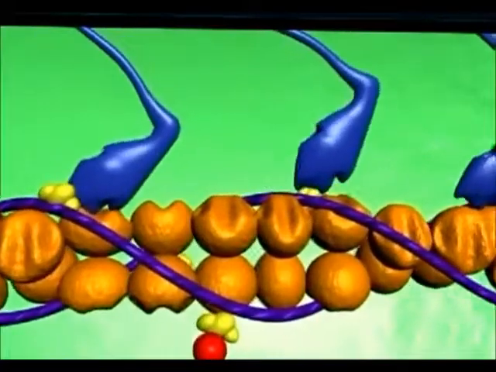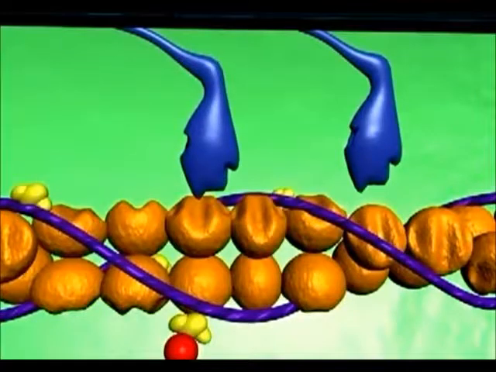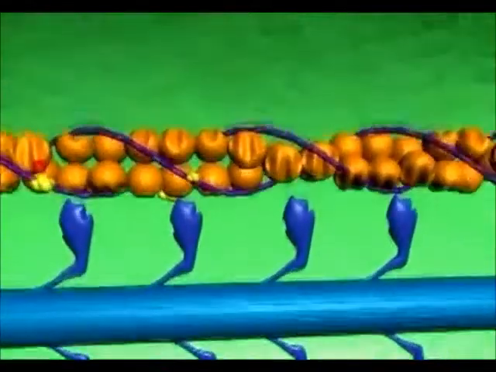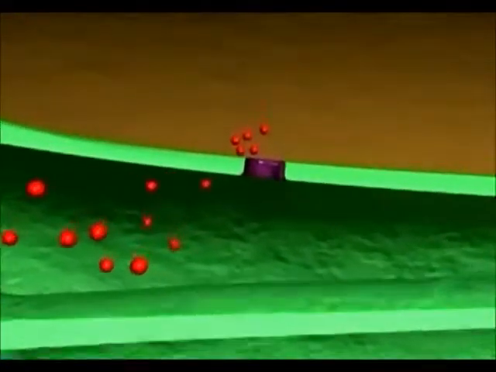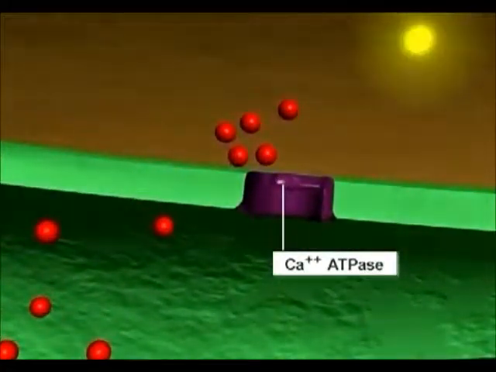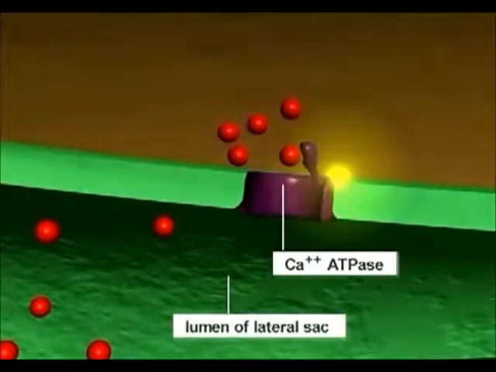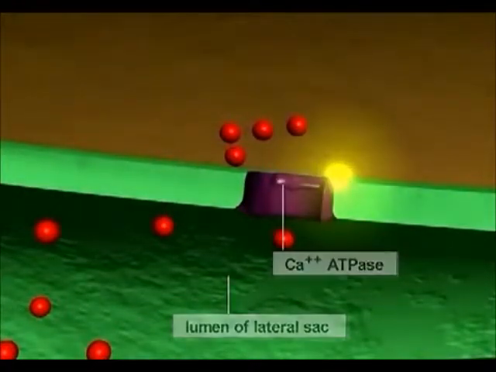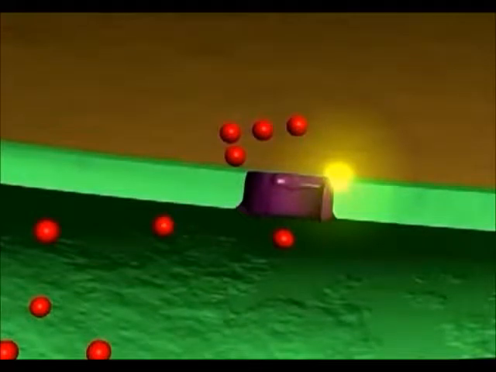The contraction process continues as long as action potentials continue to reach the neuromuscular junction, thereby keeping the concentration of calcium elevated around the myofibrils. To end the contraction, calcium must be actively transferred by the calcium pump, calcium ATPase, back into the lumen of the lateral sacs. This pump utilizes ATP as a source of energy.